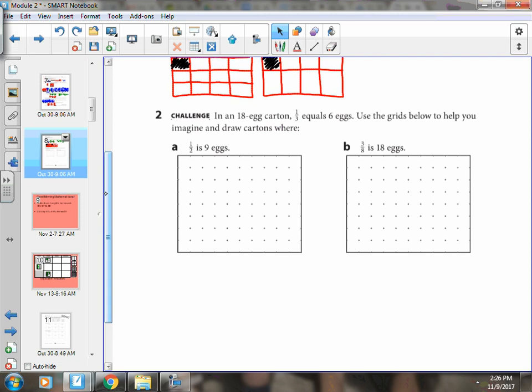Number 2, in an 18-egg carton, 1/3 is 6 eggs. Use the grids below to help you imagine and draw cartons. So this means we could be talking about a 12-egg carton. We could be talking about an 18-egg carton. We could be going to a big jumbo store and buying 30 eggs at a time. So we need to use the information that they give us to figure out what kind of a carton we are looking at.